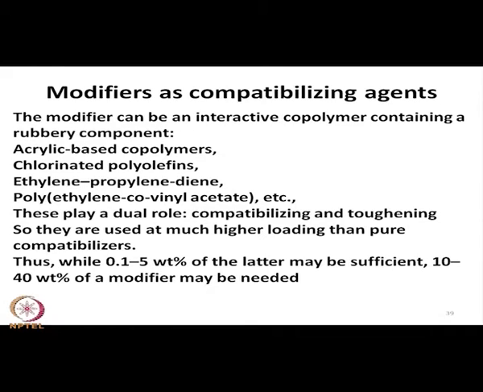Now, there could be some modifiers which act as compatibilizing agents. That modifier can be an interactive copolymer containing a rubbery component. Say, examples are acrylic based copolymers, chlorinated polyolefins, ethylene propylene diene rubber, polyethylene co-vinyl acetate, etc. Now, these polymers play a dual role, compatibilizing and toughening.